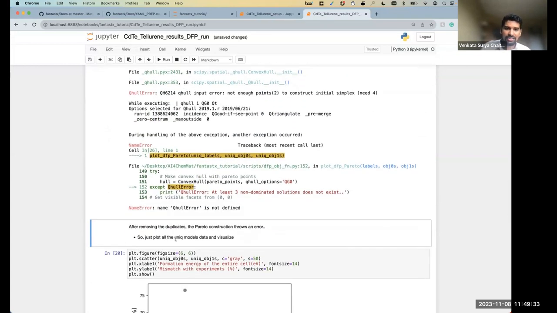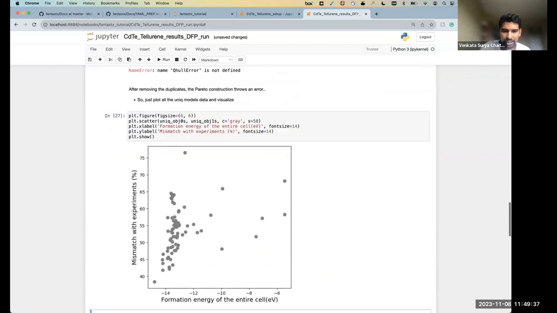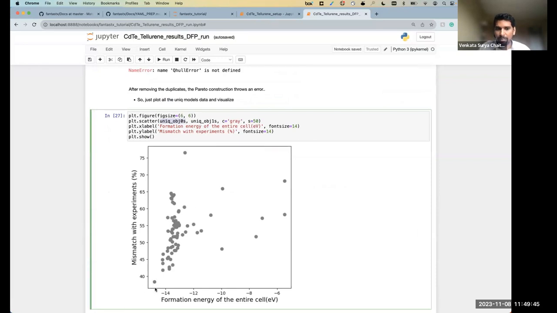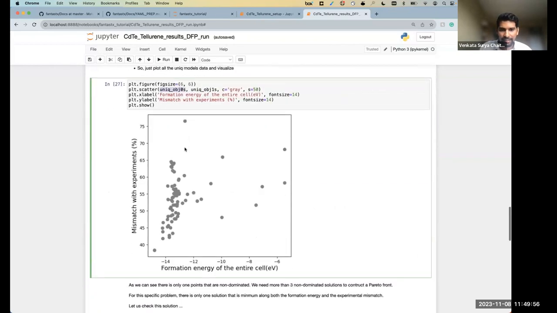We can actually find the cause of the error by just plotting the unique values, objective function 0 and 1. And we can see there is only one Pareto point, which is non-dominated on both axes. So you cannot construct a hull with just one Pareto point. So that is the error that we are seeing here.